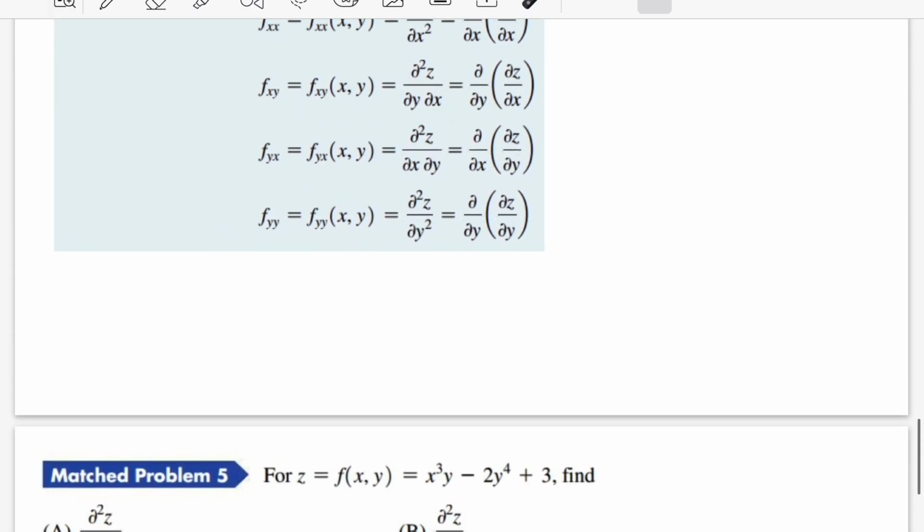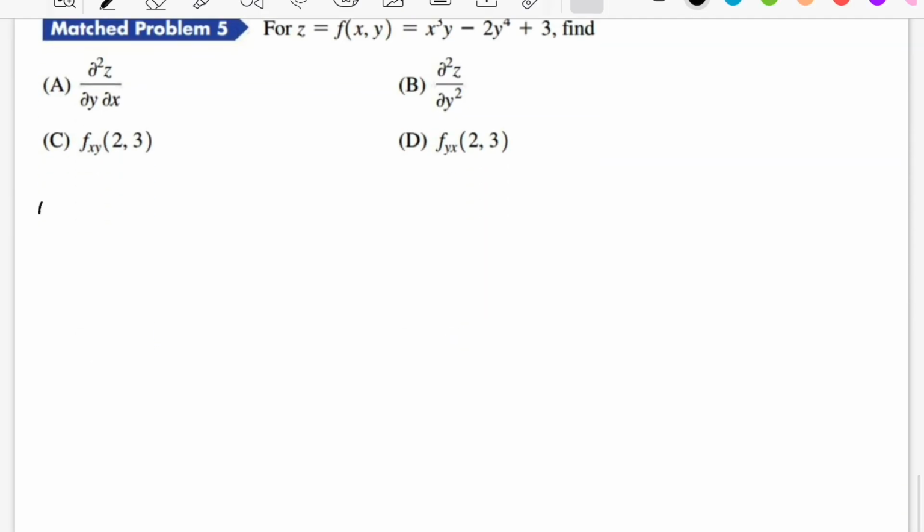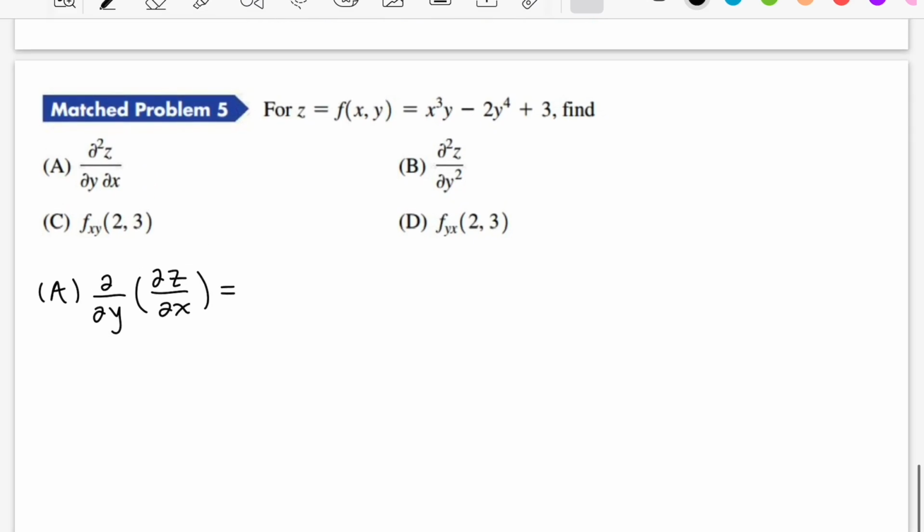Going back to our definition here, this is the second order partial derivative of our function with respect to x and then y here. So we're going to use this notation. So for a, we're going to take the derivative of our function with respect to x and then take the partial derivative of that with respect to y.